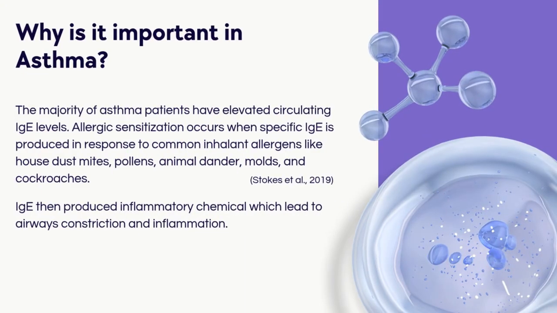Thus, why is it important in asthma? The majority of asthma patients have elevated circulating IgE levels. Allergic sensitization occurs when specific IgE is produced in response to common inhalant allergens like house dust mites, pollens, animal dander, molds, and cockroach. IgE then produces inflammatory chemicals which lead to airway constriction and inflammation.